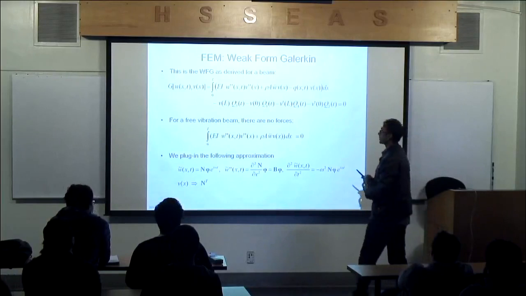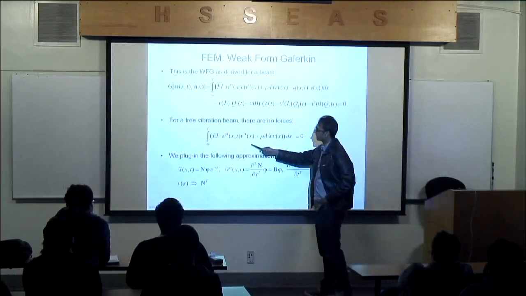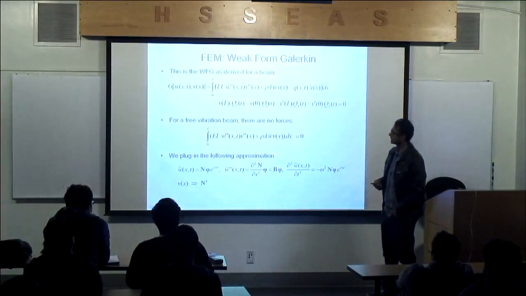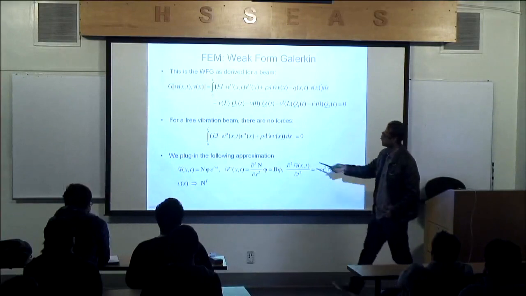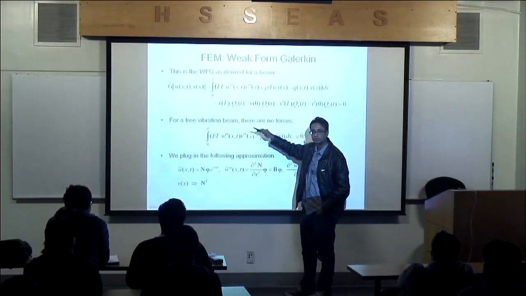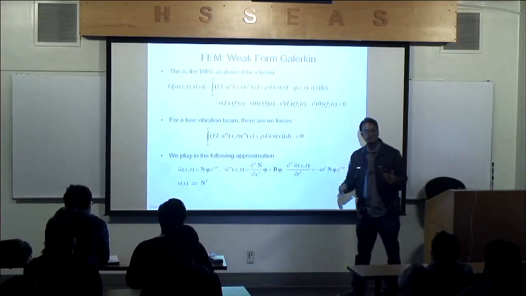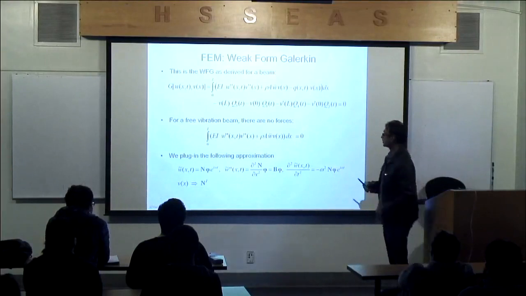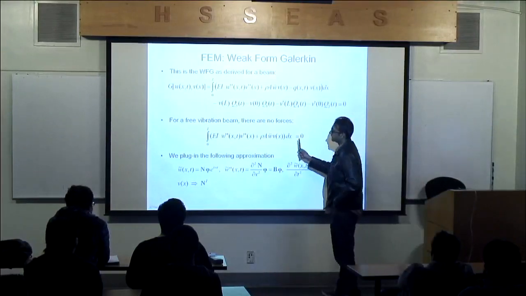Okay, so when I remove all the forces, I'm left with this equation here, and that is the free vibration problem, the weak form Galerkin. And you can see here I have already weakened the continuity requirements. I don't want to repeat all those steps again because we covered that extensively in your homework and in these lecture notes. What I'm going to do, we're going to plug in the following approximation.